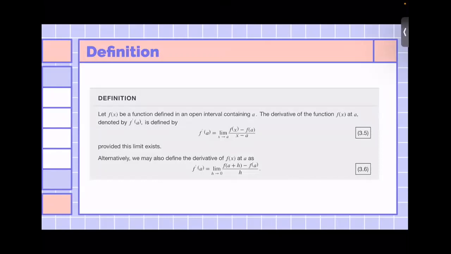Provided that this limit exists. Alternatively, we may also define the derivative of f of x at a as f prime of a is equal to the limit as h is approaching 0 of f of a plus h minus f of a over h. Okay, I know that seems very confusing, but again, if you read chapter 3.1 and 3.2, you can look at the proof of that. But today I'm just gonna go over some practice problems with you guys.